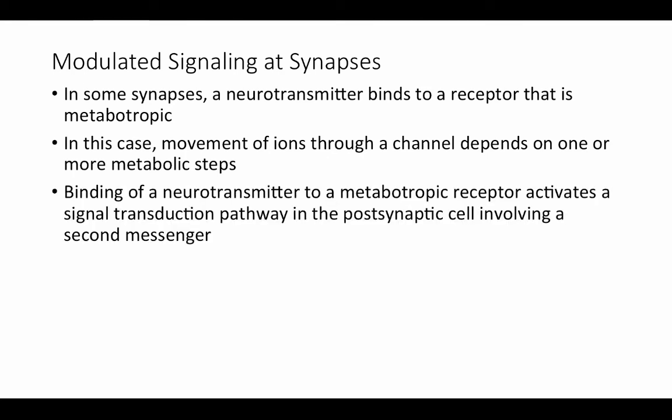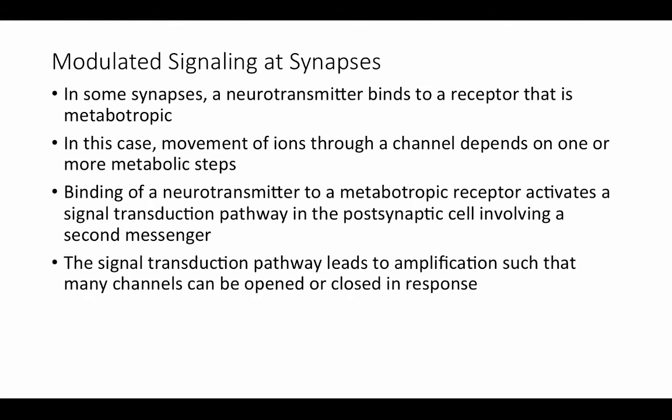Binding of a neurotransmitter to a metabotropic receptor activates a signal transduction pathway in the postsynaptic cell involving a second messenger. So very similar to all of the signal transduction pathways we've been looking at so far. The signal transduction pathway leads to an amplification such that many channels can be opened or closed in response to a single binding of a single neurotransmitter.